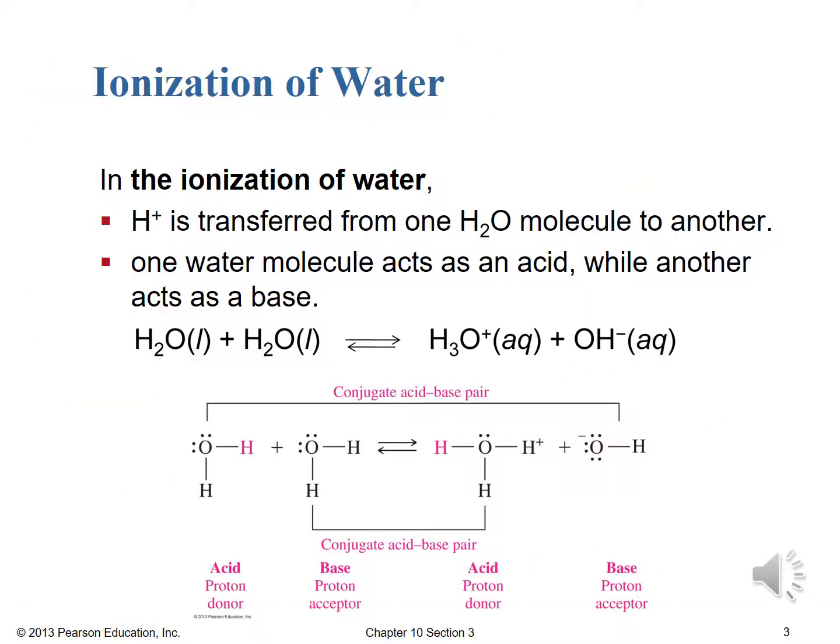All right, so in the ionization of water, H plus is transferred from one H2O molecule to another. So one water molecule acts as an acid while the other acts as a base, right? One's a proton donor, the other's a proton receiver. Or if you want Arrhenius definitions, we end up with H plus and OH minus, or H3O plus in this case, and OH minus. So one water molecule is an acid and the other is the base. And here we see that conjugate acid-base pair from the Bronsted-Lowry theory.